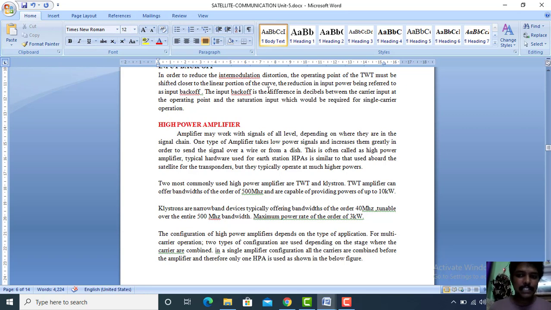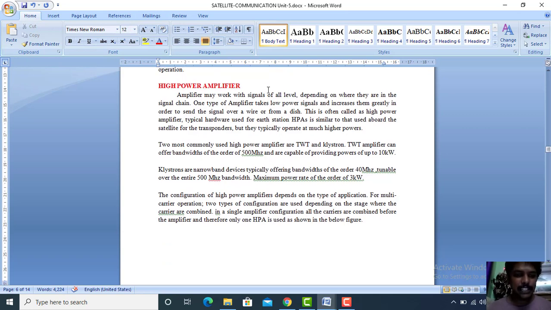The difference is seen in decibels between the high carrier input at the operating point and the saturation input required for the signal-carrying operation. So the difference in decibels is clearly seen between the carrier input at the operating point and the saturation input. This is what we see with the mount of the signals.